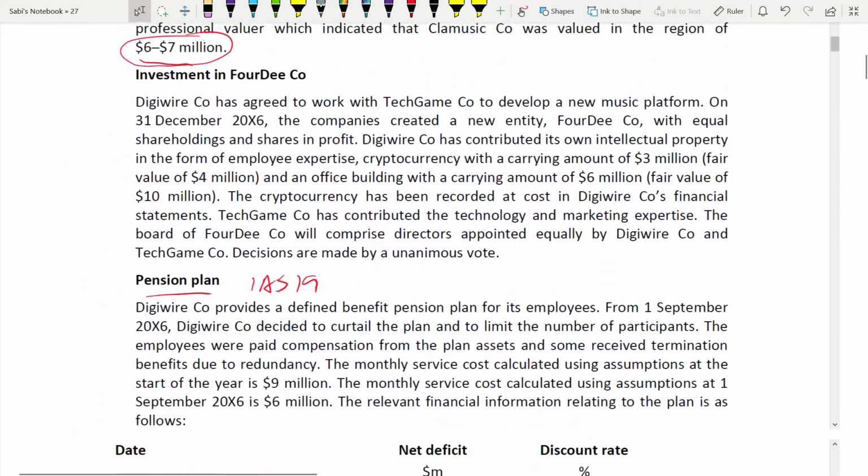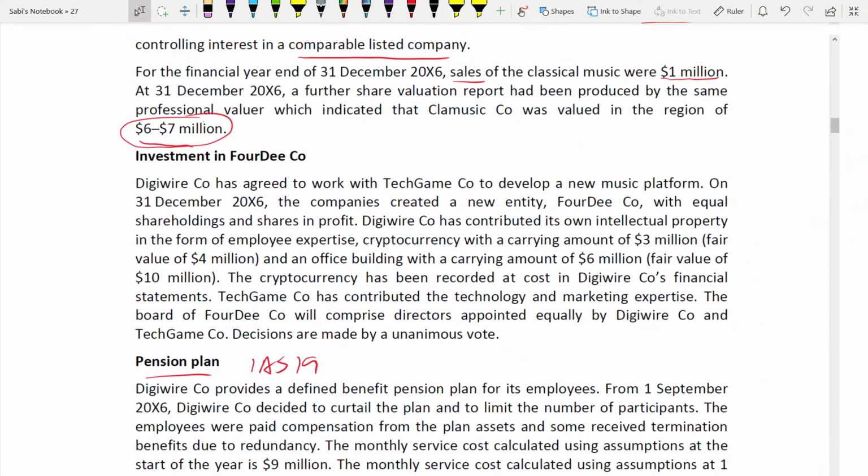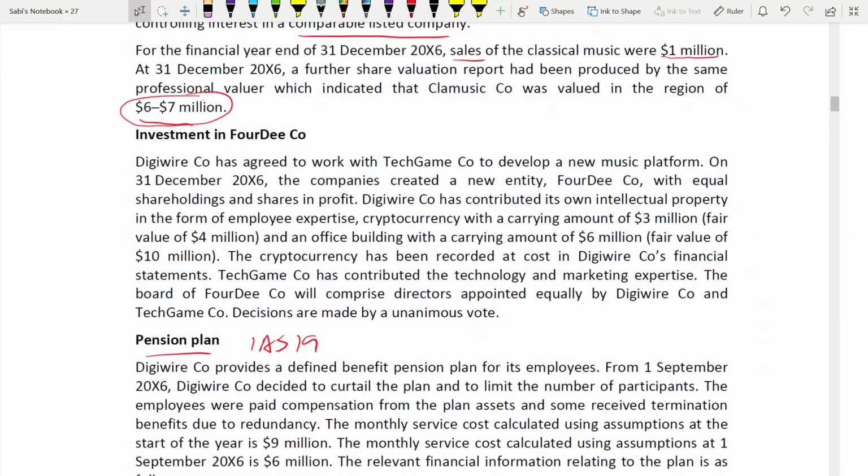Investments in Digiwire, then pension plan. Okay, pension plan is the last requirement, so that will leave it for the last. Digiwire has agreed to work with tech game company to develop a new music platform. On 31st December 2006, the company created a new entity known as 4D company.